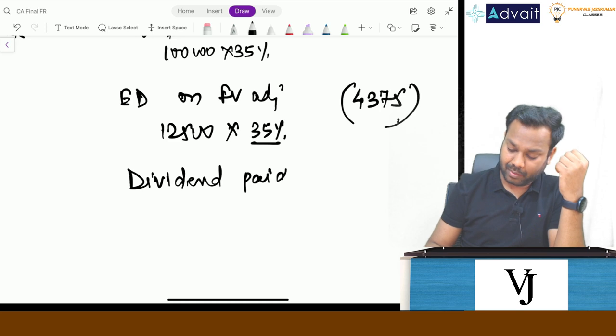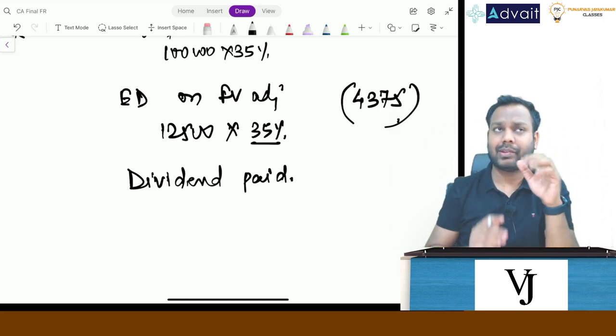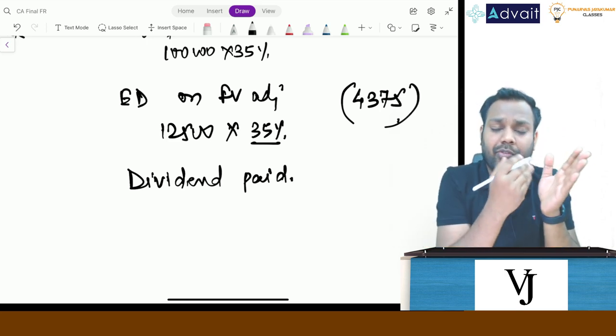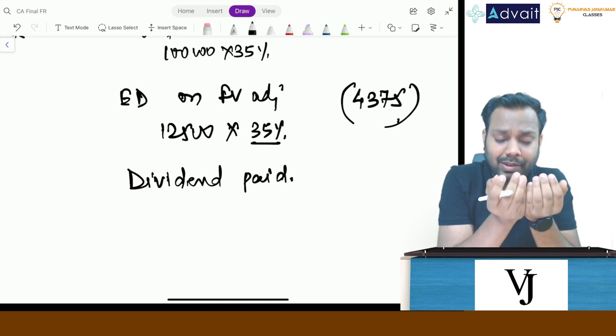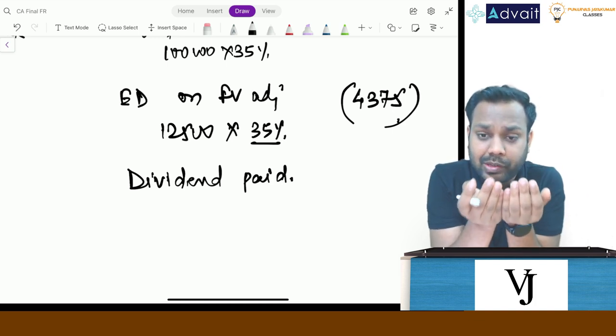Now again, dividend paid, I will again remove it from here, right? Why? Because understand, this value of investment in associate as per the equity method represents the amount that I am supposed to receive from the associate company.